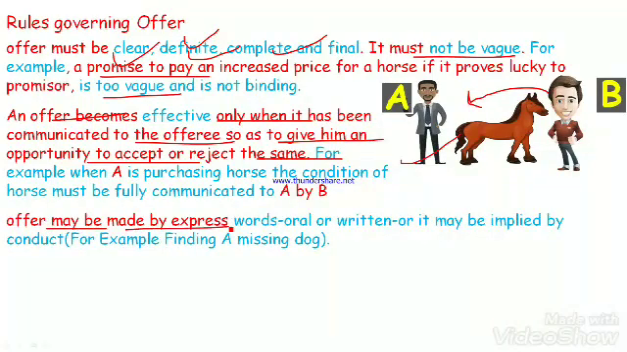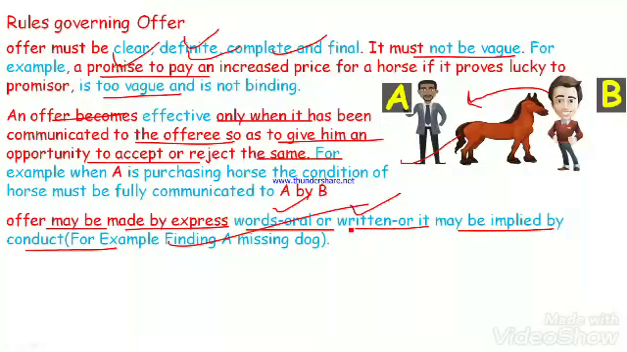The third one is offer may be made by express words, oral or written, or it may be implied by the conduct. So what does it mean by offer can be expressed orally, by writing on a paper, or implied conduct. So what do you mean by implied? Implied conduct means you cannot claim the offer reward until and unless you find it. For example, finding a missing dog.